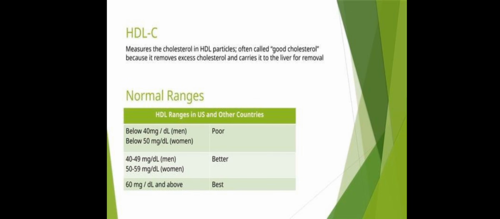Now coming to HDL-C, high density lipoprotein, which measures the cholesterol in HDL particles, often called good cholesterol, because it removes excess cholesterol and carries it to the liver for removal, where the synthesis of lipoprotein takes place. So it returns to the liver and is excreted. For HDL, below 40 milligram per deciliter in men and below 50 milligram per deciliter in women is poor, 40 to 49 in men and 50 to 59 in women is better, and 60 milligram per deciliter and above is the best.